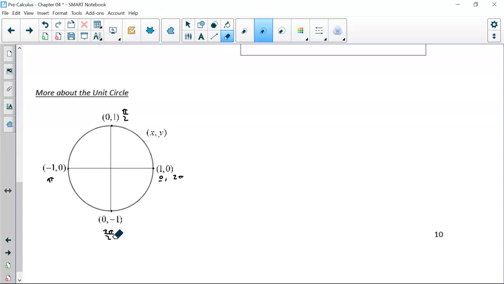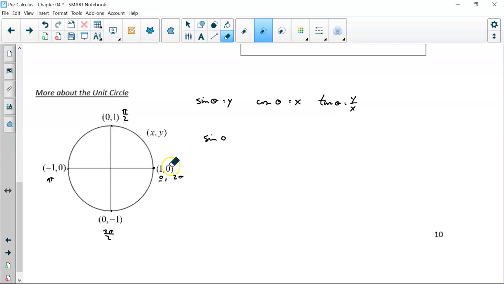So now, if we're looking here at the sine of 0, we're looking at this piece right here. Now, the sine is going to be our y coordinate. The cosine of theta is going to be our x coordinate. And the tangent of theta is going to be our y over our x.